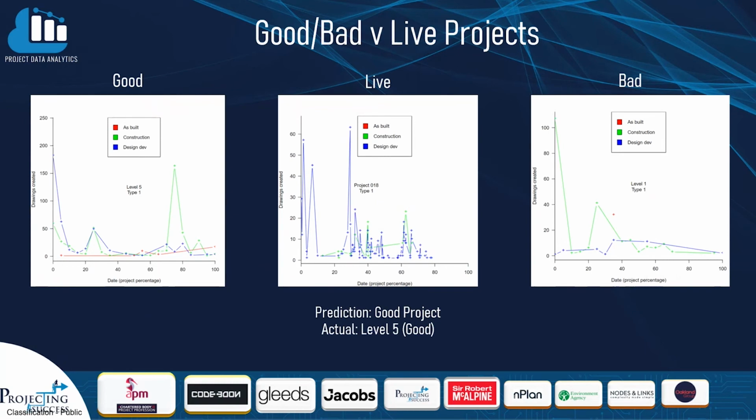Good and bad versus live project. After setting the benchmark graphs, we were then able to compare a single project to them. This was then manually reviewed and visual trends assessed to predict the design success. In this example, we predicted a good project outcome based on the visual comparison. Our prediction was correct, as the performance level previously given to the project was a level 5.